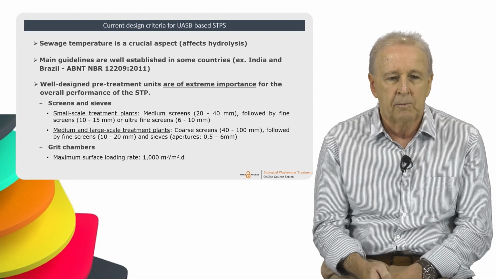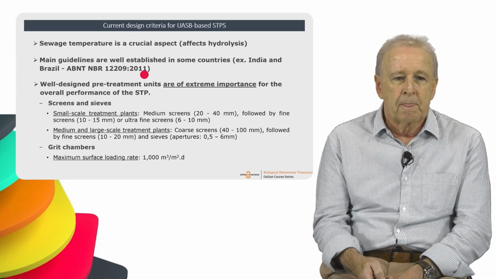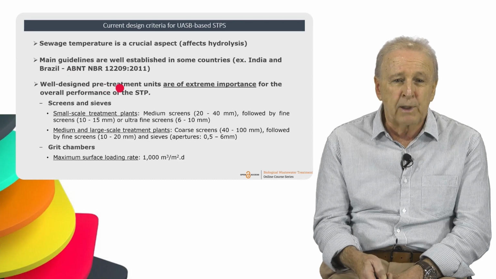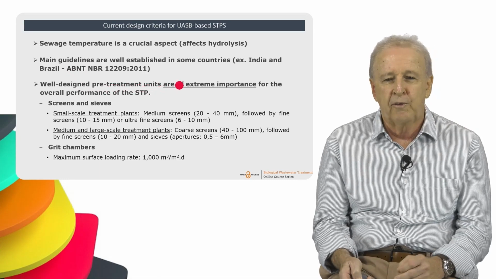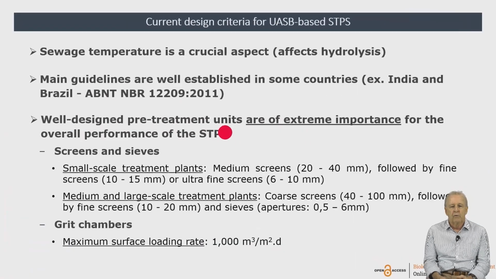And as I said in the previous slide, a well-designed pre-treatment unit is of extreme importance for the overall performance of the sewage treatment plant. If you don't have a good design of the preliminary treatment, the functioning of the UASB reactor will not be good. So it's very important to pay attention to this topic of having a robust design of the preliminary treatment units.